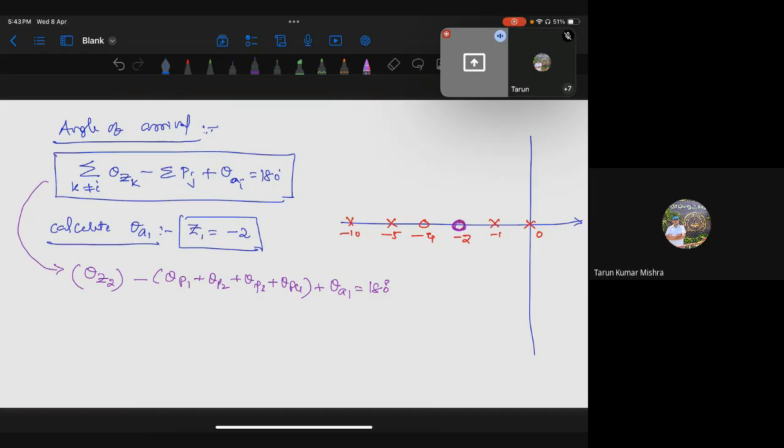So first one is from here, this is one vector, this is another vector, and then from here another vector. Clear? So now check that directly we are writing. First one is 0, theta z1 is 180, so this is also 180. Both others are zeros. Correct? Right? So theta a1 is what? 540.